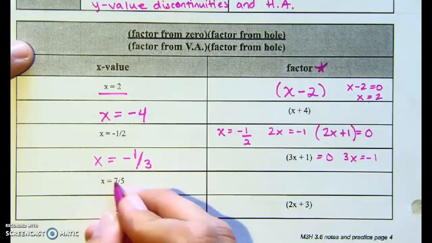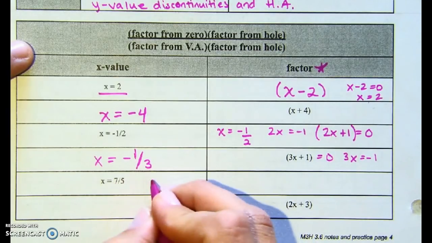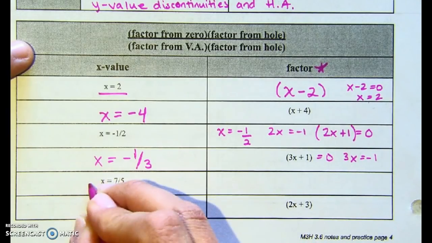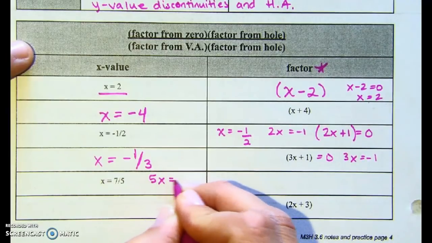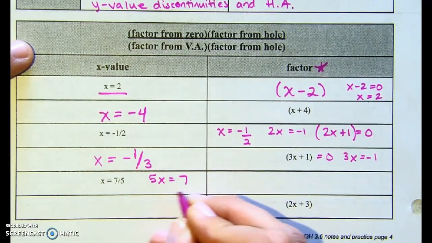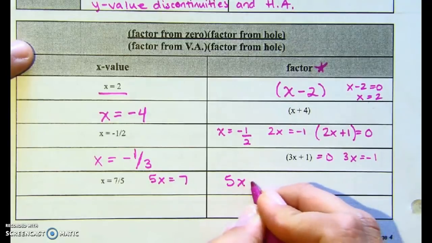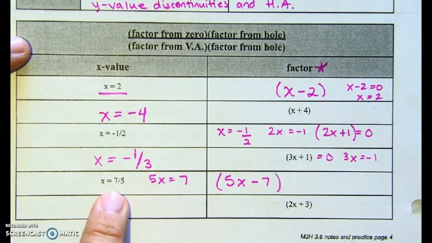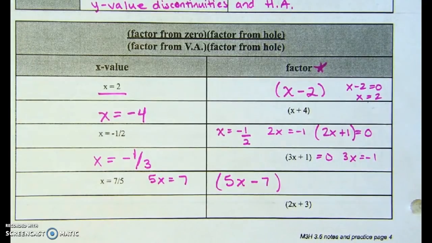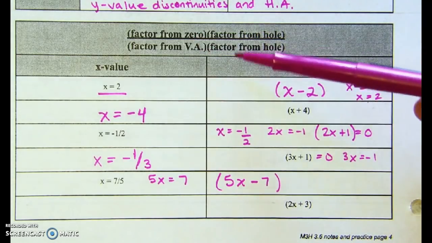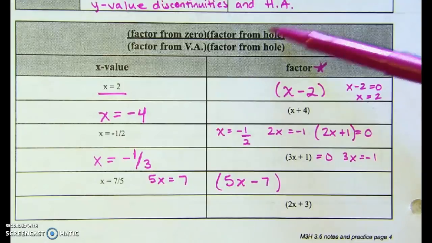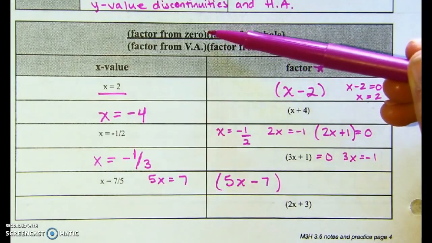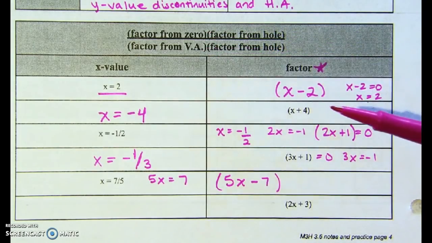All right, what do we do with 7/5? So we're going to multiply by 5, so we have 5x equals 7, and then subtract the 7. So we have 5x minus 7 is the factor where this x value came from, if you set this factor equal to 0. Because that's what we're going to have to do. We're going to have to be setting all these factors equal to 0 to find the 3 things. We're going to be looking for the hole, we're going to be looking for the 0, we're going to be looking for the vertical asymptote.